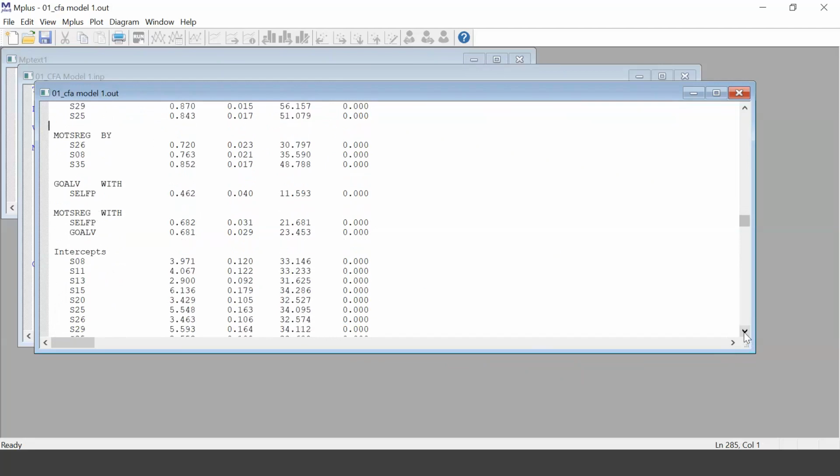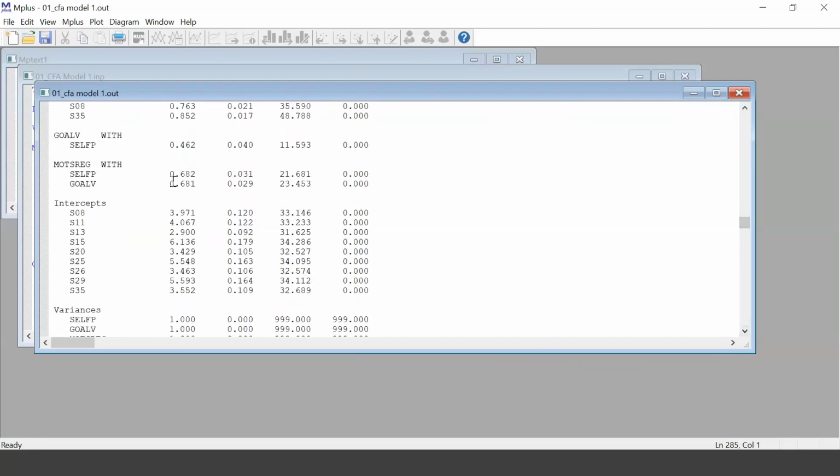And now I can look at the correlations among my factors, and you can see that goal valuation and self-perception are the least correlated with each other of these three constructs. They're correlated at 0.46, which is a moderate correlation, right? So people who value the goals of school also tend to perceive that they're good at school.